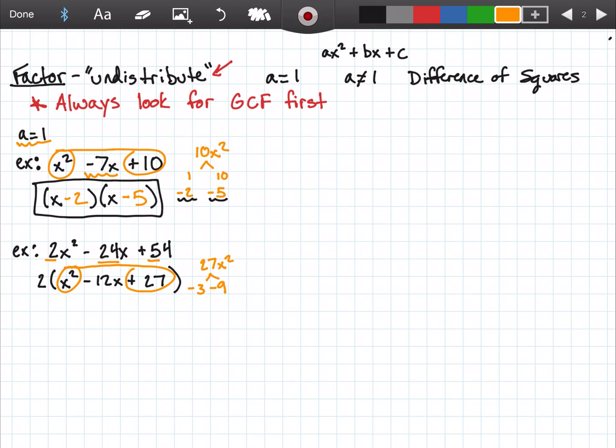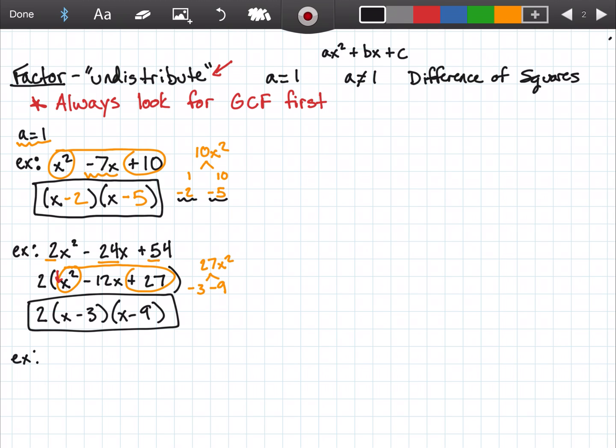Okay, 27x squared. Let's see. 3 and 9. Oh, look at that. I can make both of those negative. And now, my a value. I'm only focusing on factoring what's inside the parentheses, so because this x squared is by itself in here, as in that coefficient is 1, we can still use the shortcut. That 2 of GCF stays out front, and then I got x minus 3 and x minus 9.